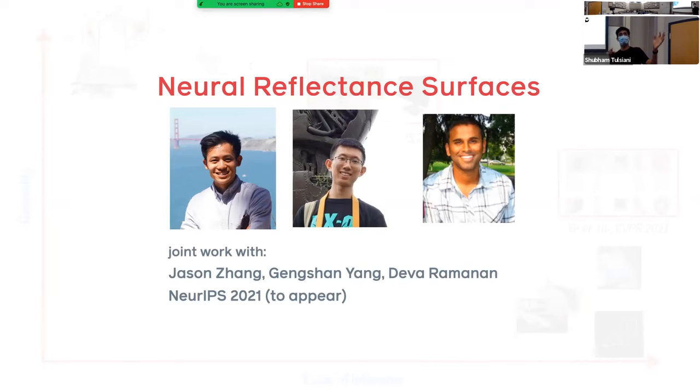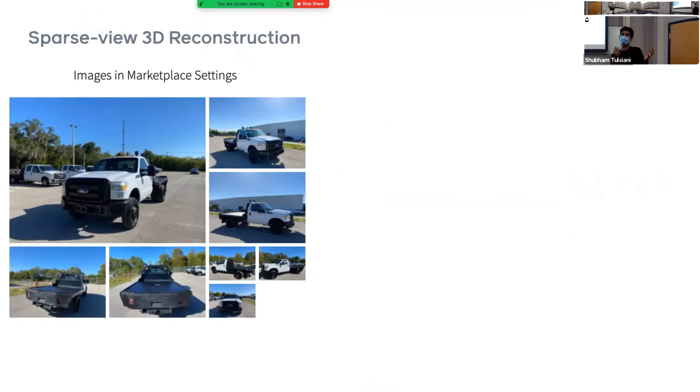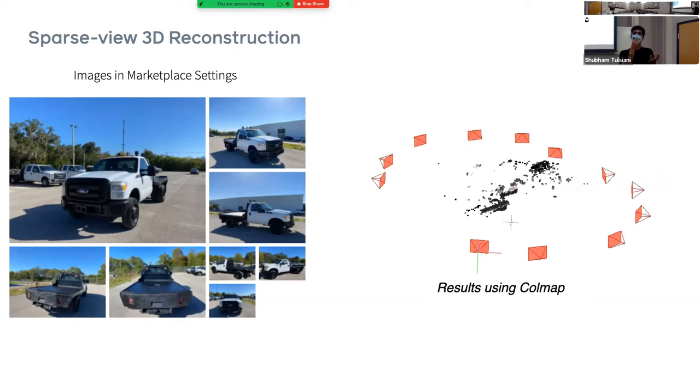And as I said, the task that we were looking at in this work is that of sparse view reconstruction. So in particular, if let's say you're interested in selling your car, you might upload 8 images of it to, in this particular case, I think Craigslist. And given just these 8 images, we want to be able to reconstruct the underlying object. And just to convince you that this is a very challenging setting, this is a typical result that COLMAP gives on these kinds of sequences.